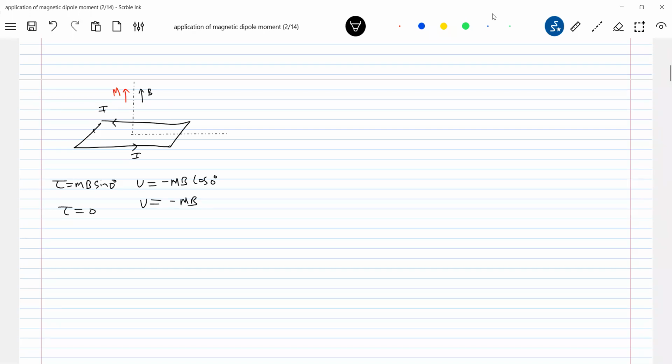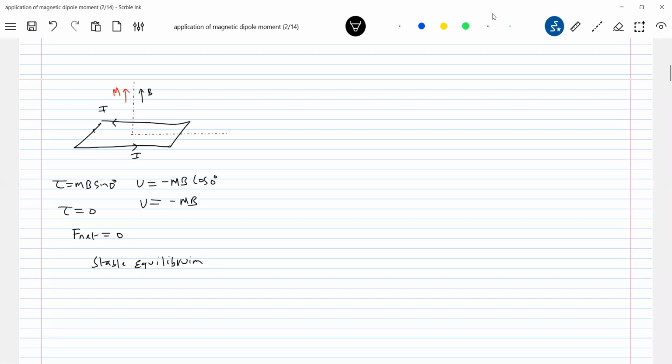We know a current carrying loop kept in a uniform field has net force 0. So what is the condition for stable equilibrium? Net torque should be 0, net force should be 0, and potential is minimum. That is said to be stable equilibrium.